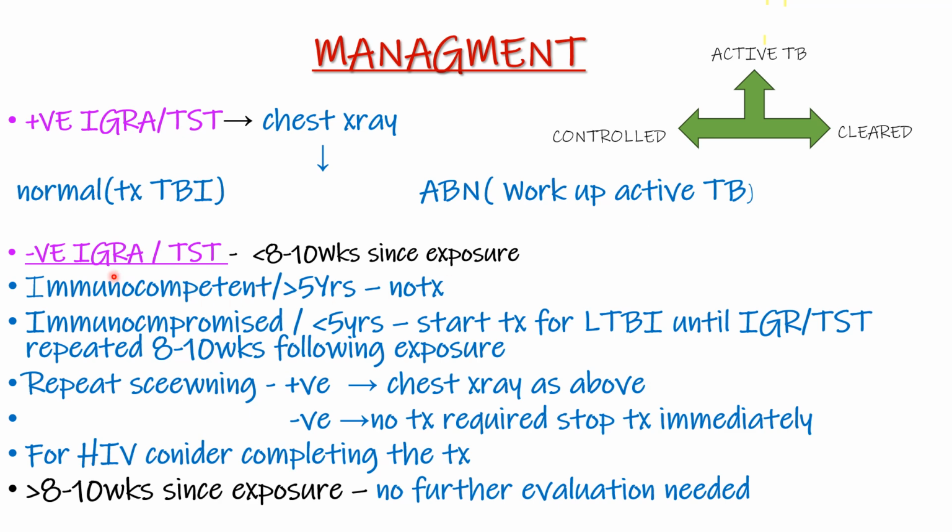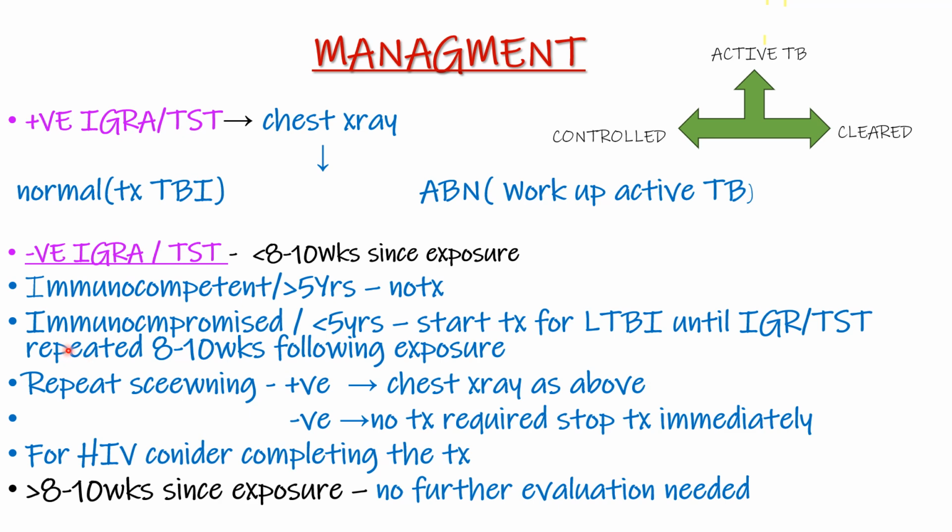Understood. Next, if IGRA or TST is negative and the exposure of this patient is less than 8 to 10 weeks, then you do the following. You assess this patient as an individual. Is this patient immunocompromised or immunocompetent? Immunocompromised is not only HIV, but we have other types, drug-induced immunocompromised, and where you have defective T cell, B cell, all those immunocompromised. So if our patient is immunocompetent, and our TST and IGRA is negative, then you don't treat. Understood?